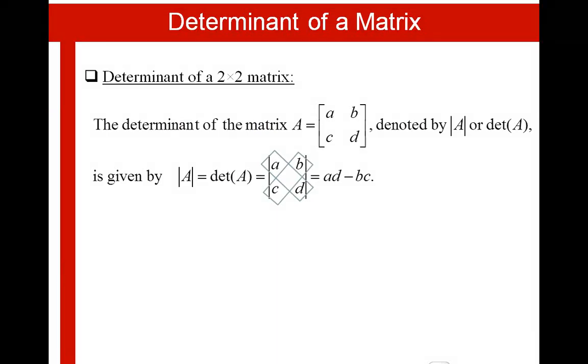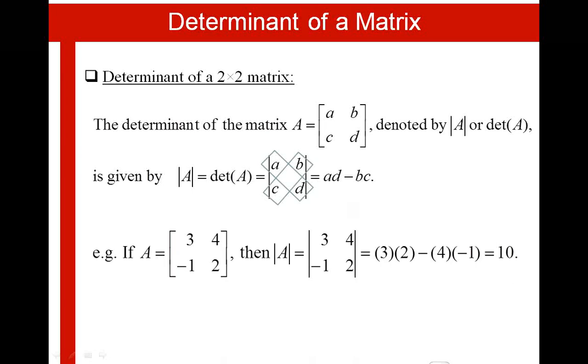To begin with, let's look at how to find the determinant of a 2 by 2 matrix. The determinant of the matrix A, in general A, B, C, D, denoted by absolute value of A or determinant of A, is given by AD minus BC, as can be seen from the sketch here: AD minus BC.